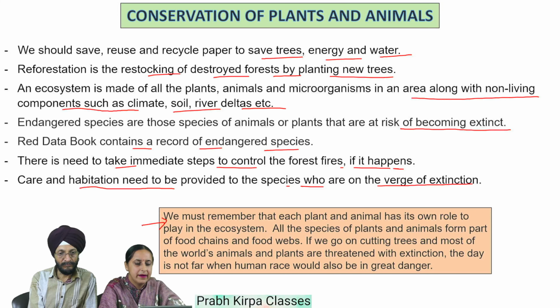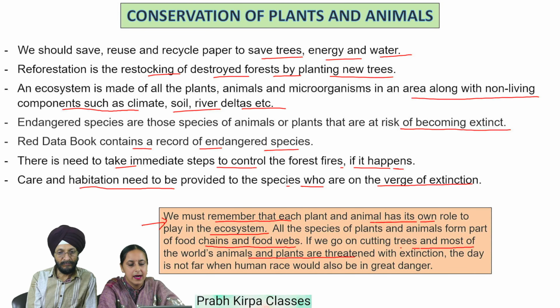We must remember that each plant and animal has its own role to play in the ecosystem. All the species of plants and animals form part of food chains and food webs. If we go on cutting trees and most of the world's animals and plants are threatened with extinction, the day is not far when the human race would also be in great danger.